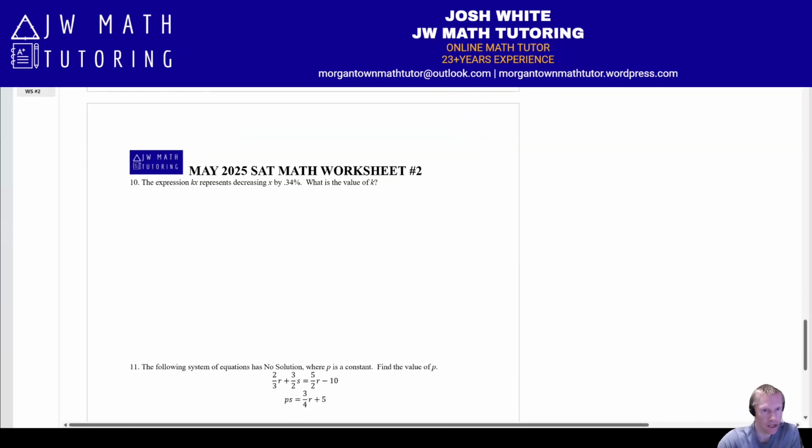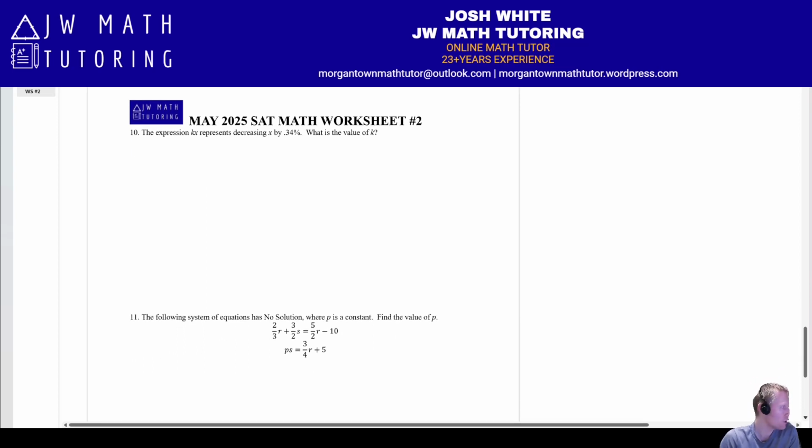All right, top of the next page, we have question number 10. This is a repeat question, appeared once before previously. Basically, it's a percentage problem, and what's happening here is this expression kx represents decreasing x by 0.34%. What's the value of k?